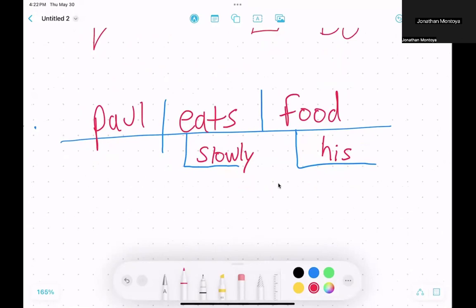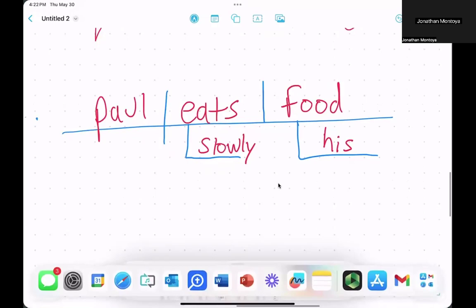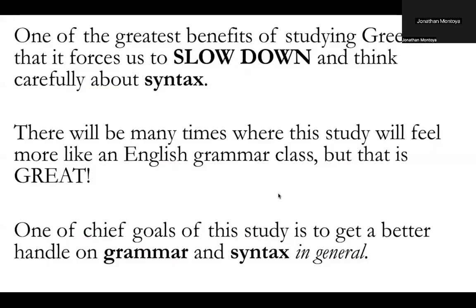What's the value of that? The value of that is it slows you down and forces you to consider each word and how each word relates to one another in this given sentence. So we've analyzed that. That's one of the great values: it forces you to slow down and think carefully about syntax. All right, so let's stop there with this test.